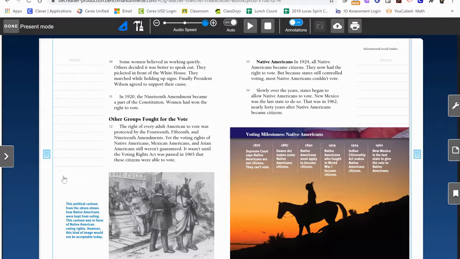And on page 26, I see a cartoon, a political cartoon, and this cartoon shows me how important voting was to Native Americans. But as you can see, there is a man who seems to be keeping the Native American man from voting with a stick. Do you see that? So that's what this helps me visualize, what it was like for a Native American who wanted to go vote.